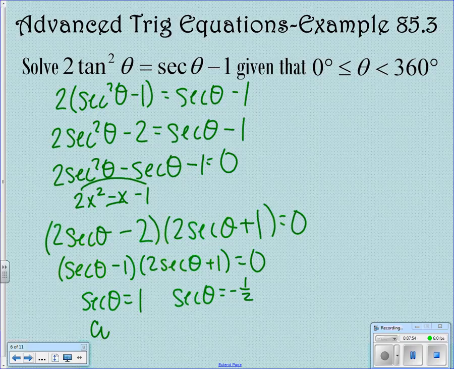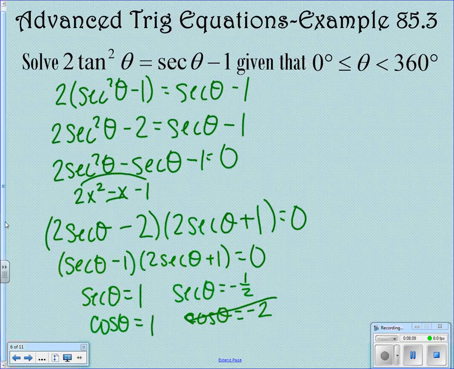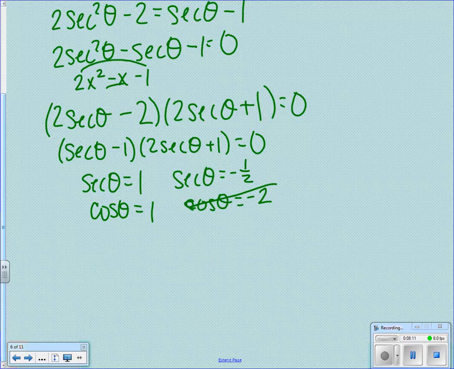Well, the reciprocal of secant is cosine. The reciprocal of 1 is 1. The reciprocal of secant is cosine, and the reciprocal of negative 1/2 is negative 2. Cosine never equals negative 2, so we can throw that one out. And the only place that it equals a 1 is going to be at 0 degrees. And so that would be our answer here. Just 0 degrees. That's the only one that would work.